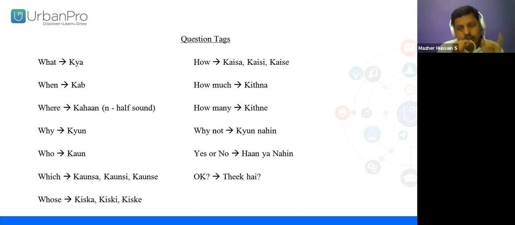Whether you have to use the word kaisa, kaisi, kaise, kaunsa, kaunsi, or kiska, kiski, this is very important. If you understand these things without any confusion, then most probably you will not make any mistakes in the basic grammar. So you should have a better understanding of these things.